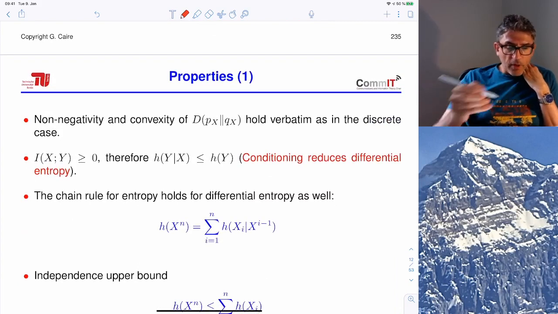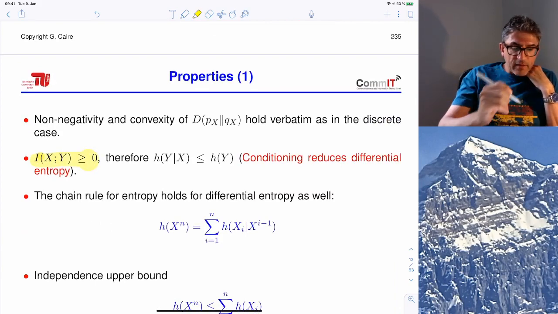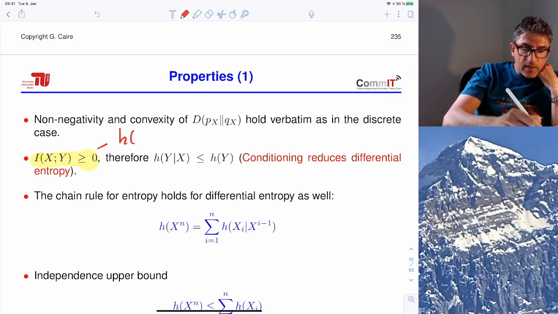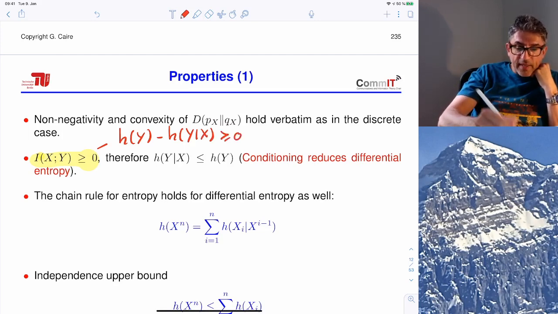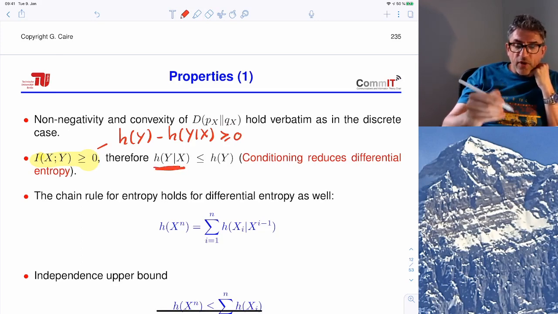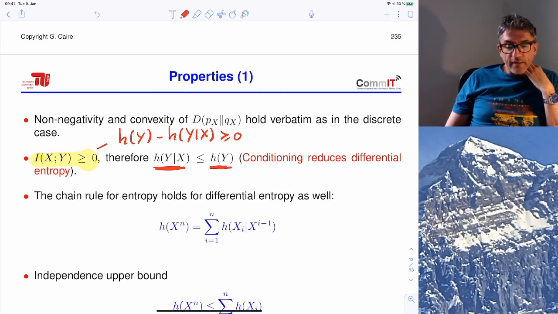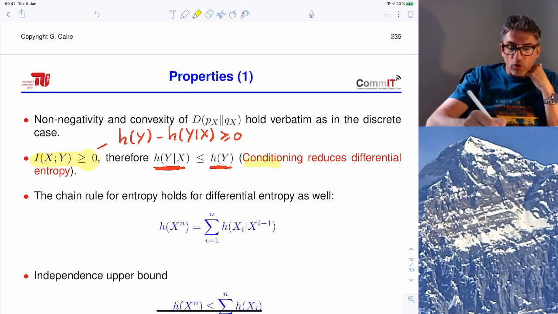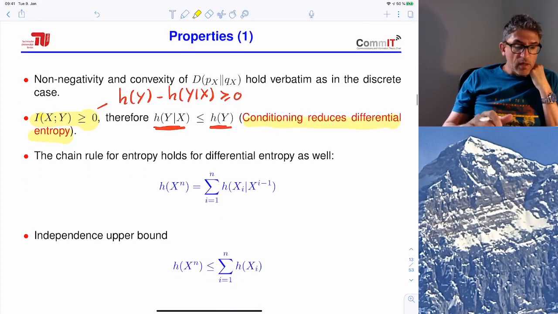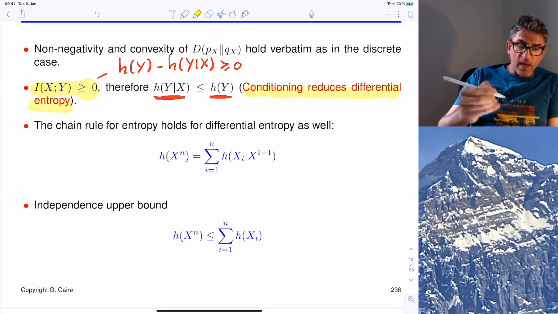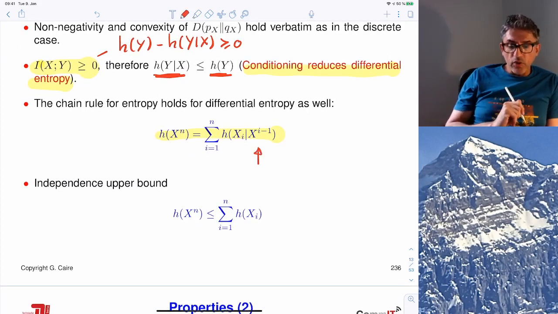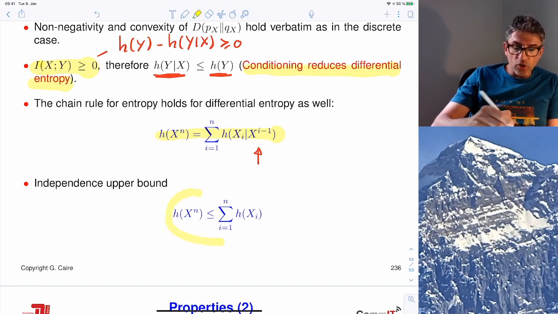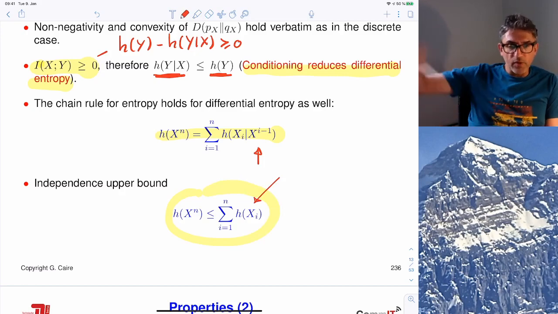An interesting point is that because the mutual information is non-negative, and because we can write the mutual information as the difference between differential entropy and conditional differential entropy, then if this difference is always greater than 0, it means that the conditional differential entropy is always smaller than the unconditional differential entropy, which means that in general, also for differential entropy, conditioning reduces differential entropy. Then, exactly as for discrete random variables, we have chain rules for the differential entropy, for which, if we neglect this conditioning, we get an upper bound, which is the independence upper bound, for which the joint differential entropy is always upper bounded by the sum of the marginal differential entropies of the components.